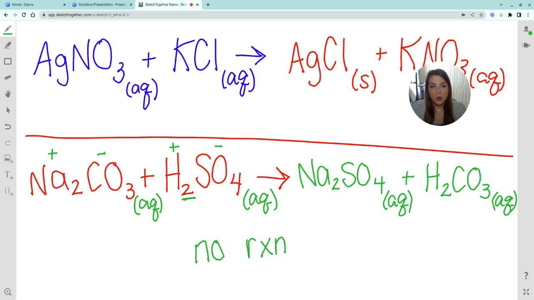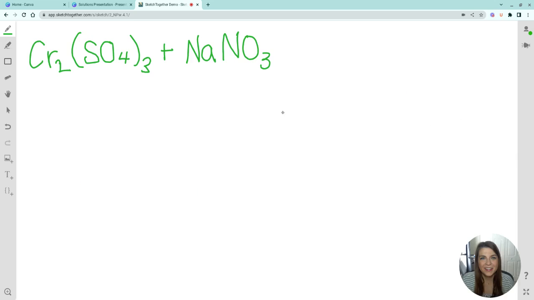So all of our ions are just going to float around. They have no desire to bond. They are attracted by the water molecules, so truthfully, nothing's going to happen here.